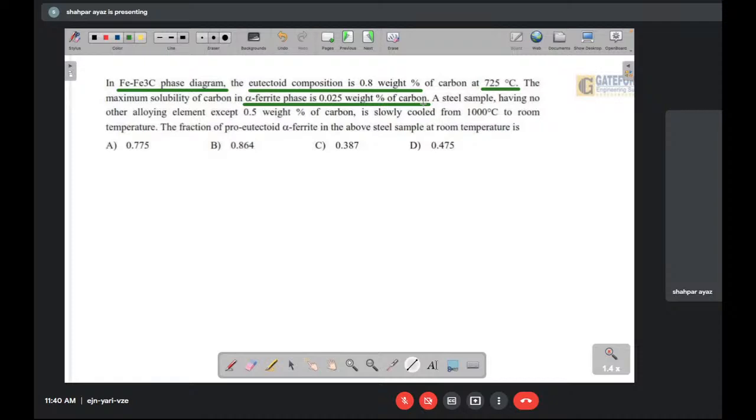The maximum solubility of carbon in alpha ferrite is 0.025% of carbon. A steel sample having no other alloying element except 0.5 weight percent of carbon, 0.5 weight percent of carbon.